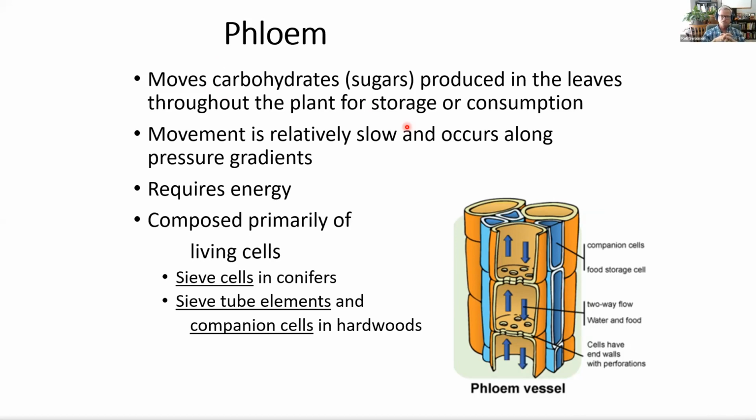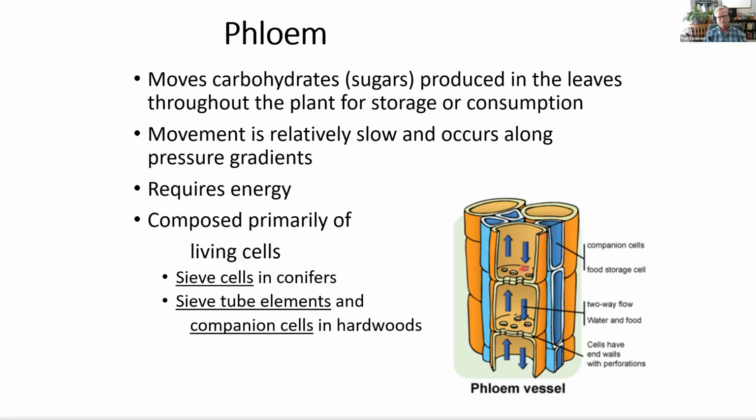Movement is relatively slow and can occur across pressure gradients. It requires energy, so it's an active process to be able to move these things. You might think, wow, you think gravity would just suck it down, but it doesn't really work that way. It's composed primarily of living cells. Remember, the xylem tissue, the actual vessel itself, is typically not alive. So in conifers, for the phloem, we have what are called sieve cells, and sieve tube elements and companion cells in hardwoods. So here's an example of one of these sieve cells in a hardwood.